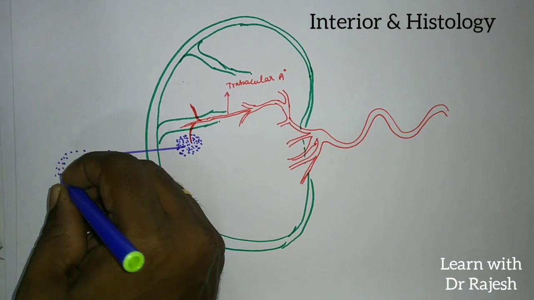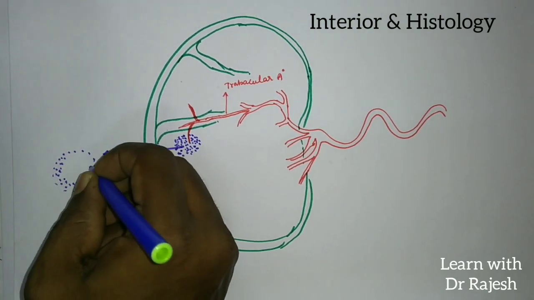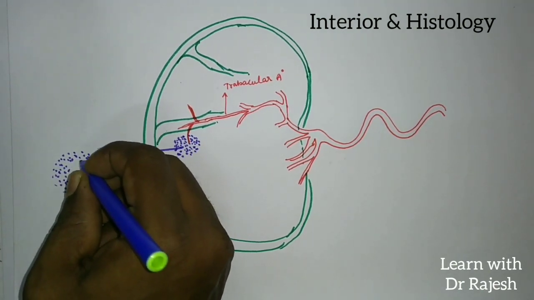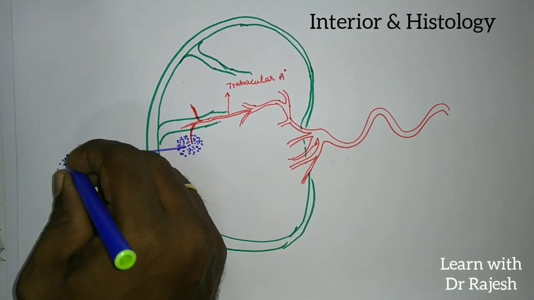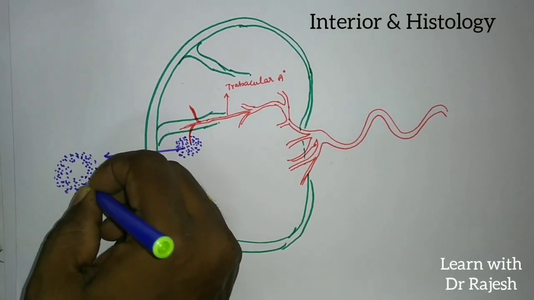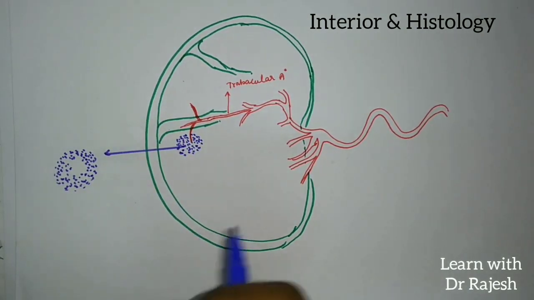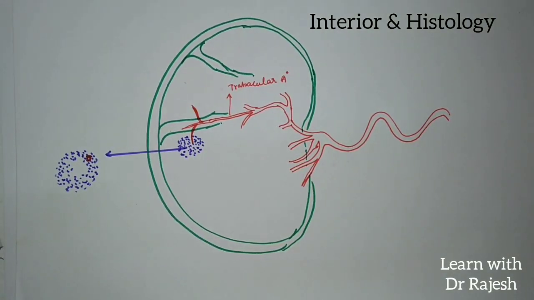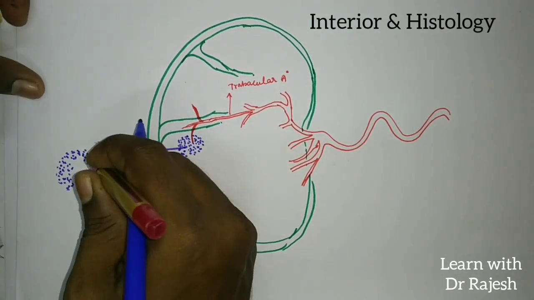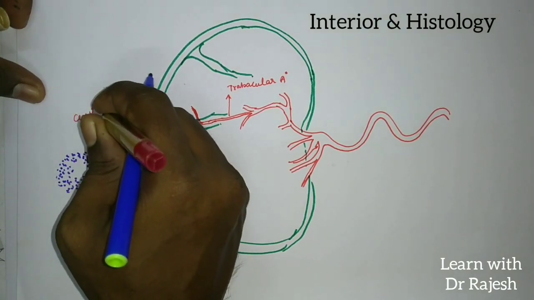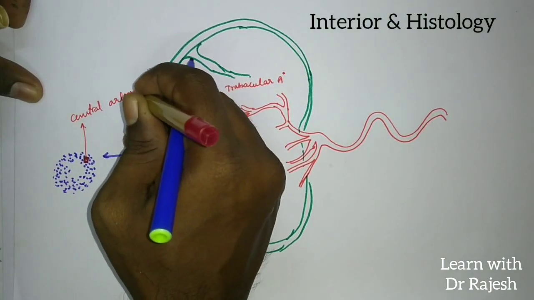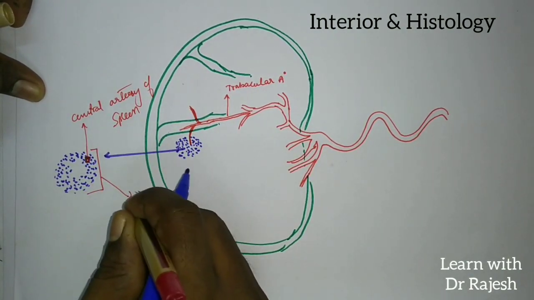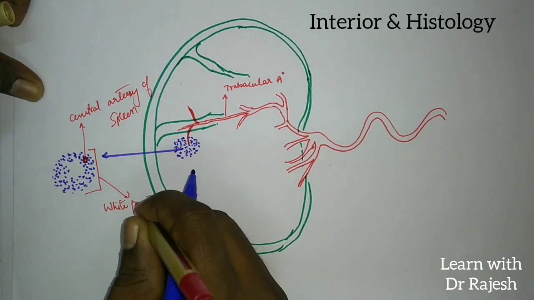of lymphocytes, and this artery will be the arteriole. The arteriole is actually the branch coming from the trabecular artery, which is passing along the periphery of this aggregated lymphatic follicle, and this is called the central artery of the spleen. And this aggregated lymphatic follicle is called the white pulp.